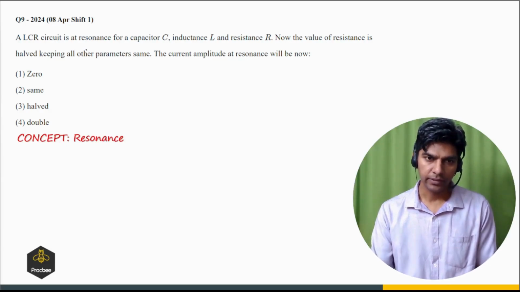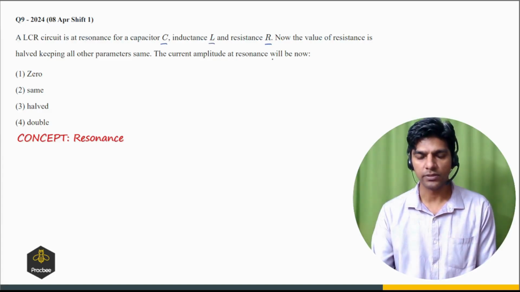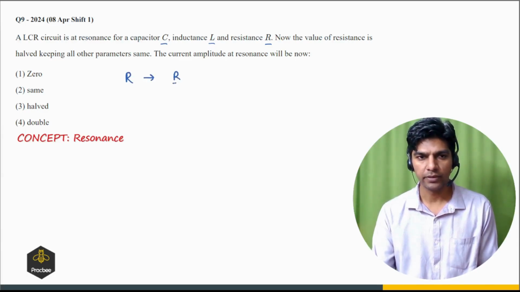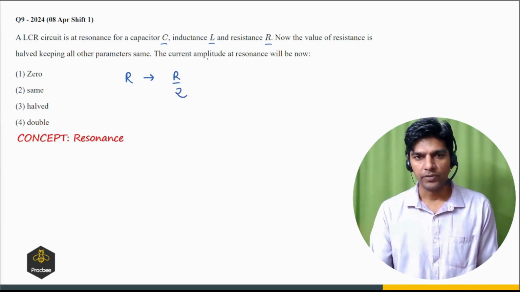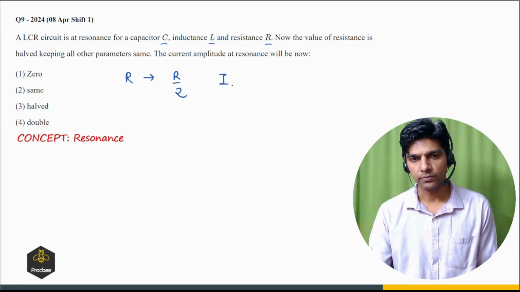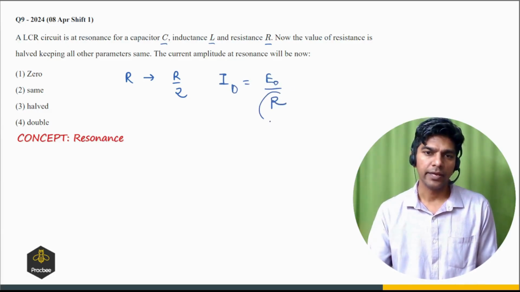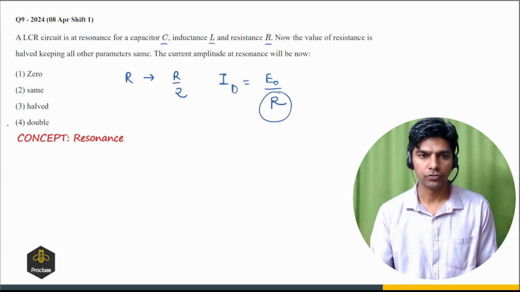An LCR circuit is at resonance for a capacitor C, inductance L, and resistance R. Now the value of the resistance is halved, keeping all other parameters the same. So R, we have made it half. The current amplitude at the resonance will be, so at resonance I naught will be E naught divided by R. So as we halve the resistance, the current will become double. So it should be option 4.